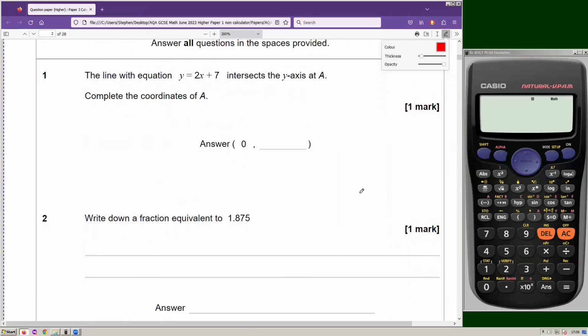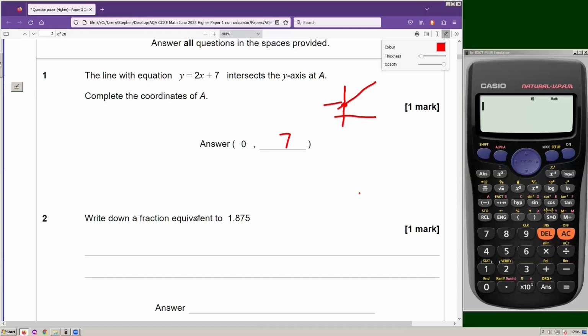Question 1. The line with equation y equals 2x plus 7 intersects the y-axis at A. Well, that's what it's called, the intercept. If you can't quite remember, it's where it's going to cross there. So x equals 0, and what's the y value? If we put x equals 0 in there, we're going to see it's 7, because 0 times 2 will be 0. So y will be 7.